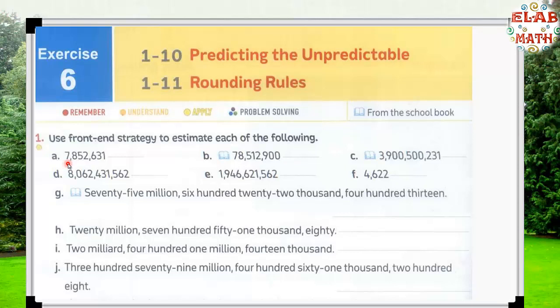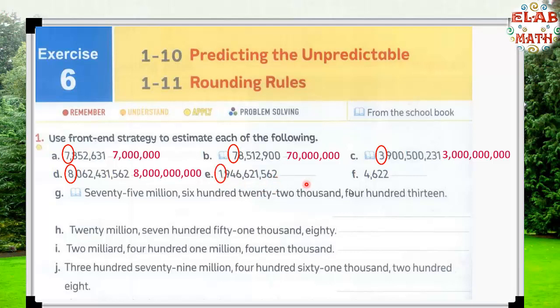Here in the highest place we have 7. That means you should write 7 and 6 zeros, 7 million. Here we have 7 in the highest place, write 7 and 7 zeros, 70 million. And in the next one we have 3 million, write 3 million, and all the other digits are zeros. And here 8 million, you should write 8 million. Don't read all the numbers. You only need the first number from the left side.